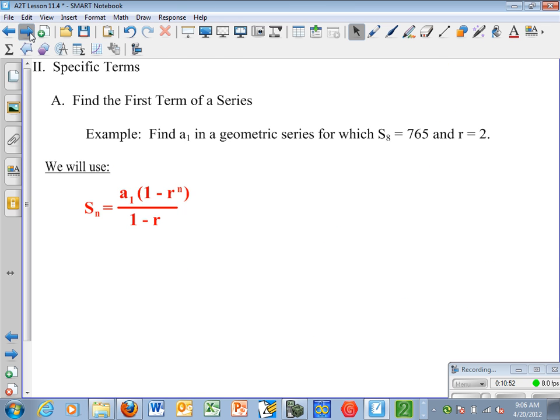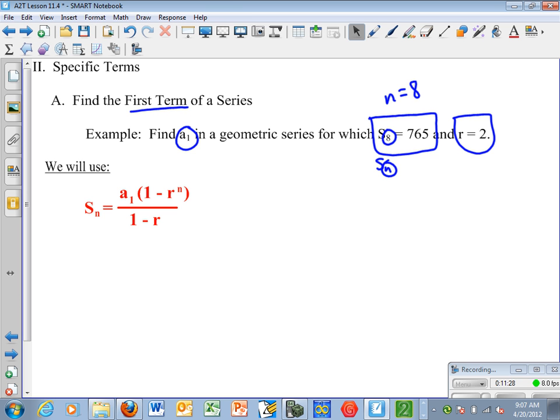Alright, we got one more example left here. Specific term. We're finding the first term, A1, which we know the sum. The sum of the first 8 terms, which also means that n is 8, and we know r. Remember, this is S sub n. That's telling us, even though they don't say n is 8, you have to indirectly figure that out or realize what that means. So we're going to use the one that's in factored form, and this one is a little bit easier to use.